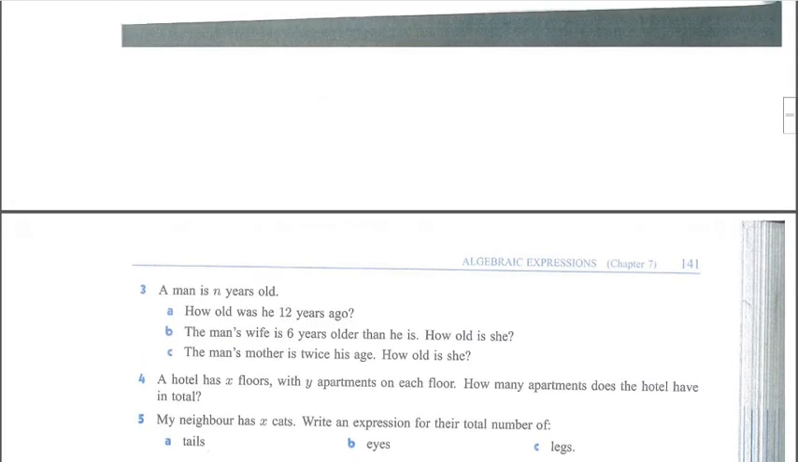So look at this one. My neighbor has X cats. Write an expression for their total number of tails, eyes, and legs. Well, X cats for tails. How many tails does each cat have? 1.